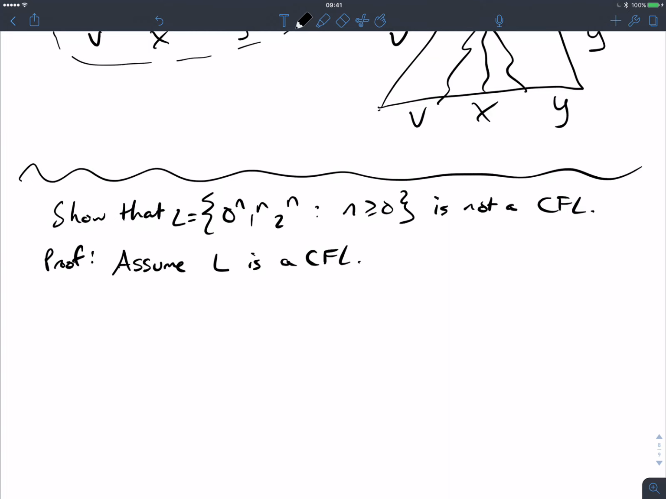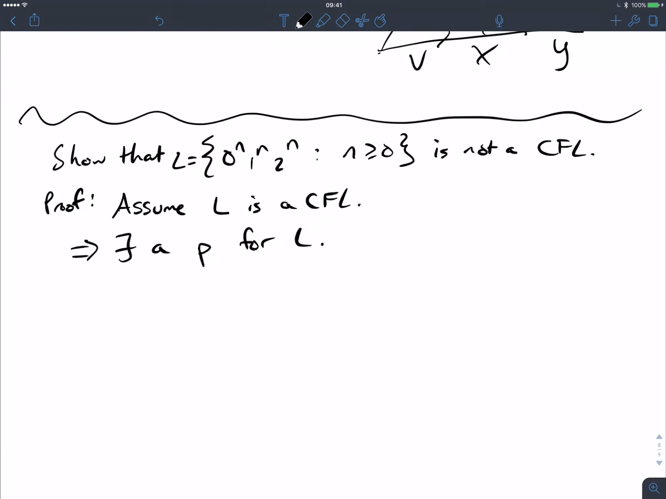There is a pumping length P for L. The way these start out is almost identical, in fact almost the entire process is identical, but how you think about the cases in the middle is going to change very slightly. The process is almost the same. We picked this pumping length P for L, or there exists one. What do I do now?